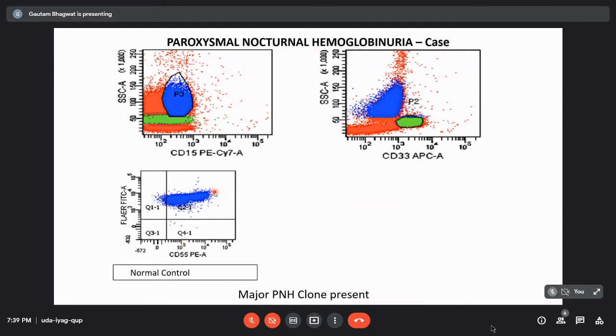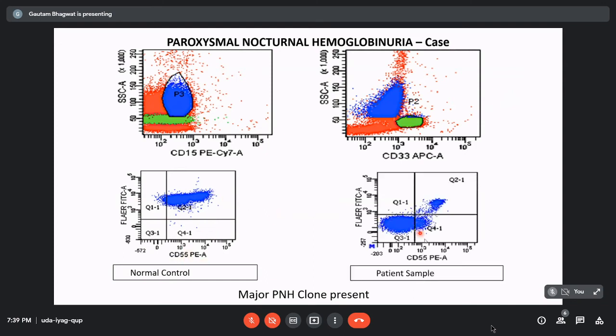Now that means FLAER and CD55 both are bound to the cell surface. As I said, FLAER would go and bind where GPI is present. If GPI is not present, it will not bind, and anti-CD55 antibody is put. So if CD55 is present, we will get all the events in the double positive area and nothing in the double negative area. But if we have a patient with PNH, the FLAER won't bind to the GPI. There would be no CD55, and what we get is almost the entire population in the double negative area, that is negative for FLAER as well as CD55. What we report is a major PNH clone is present. Depending on the percentage, we will report it as major or minor clone, as I have already explained.